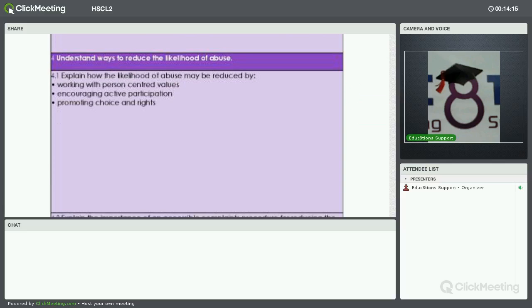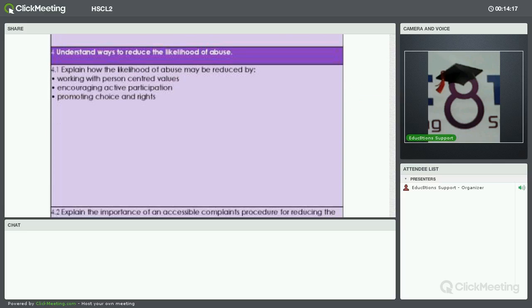Outcome 4 is understanding ways to reduce the likelihood of abuse. So again, here we've got a 3-part question: explain how the likelihood of abuse may be reduced by working with person-centered values, encouraging active participation, and promoting choice and rights. So just take the top one first and work on that one. If you wish to put the 3 together, then that will be absolutely fine.